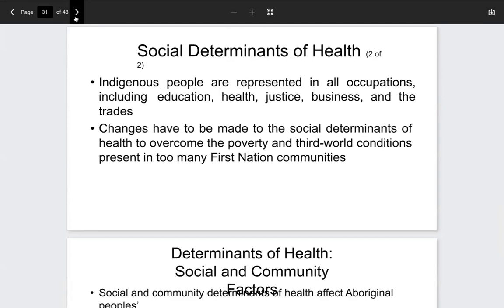And Indigenous peoples are represented in all occupations, including health, education, business, and the trades. And changes have been made to the social determinants of health to overcome the poverty and the third world conditions that are present in many First Nation communities.